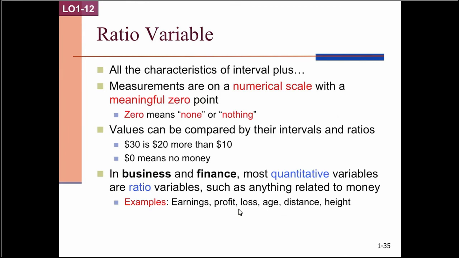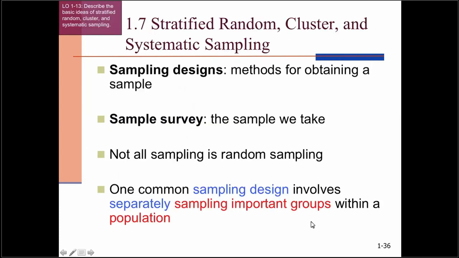And finally, the ratio, where the 0 has a meaning. And this is most of the business data, you will find them are a ratio type of variables. The 0 means no money in this case if I'm looking for a cost of something. Okay, and this is what we're going to use the most. Some examples: earning, profit, loss, age, distance, height. This is what you can consider as ratio variables.